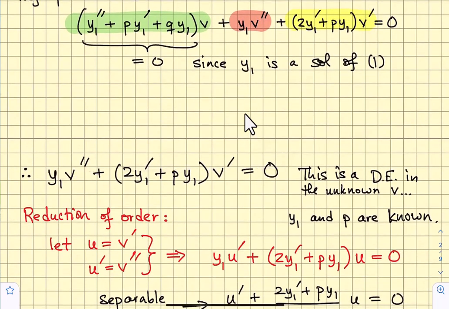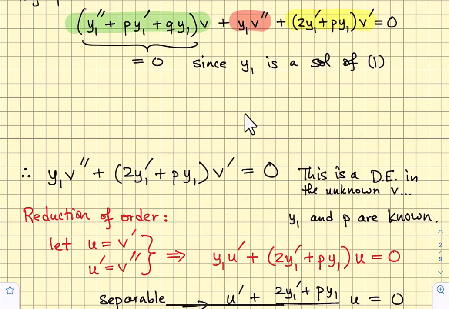And now if you stare at this, y1 is a known function. P is a known function. If y1 is known, then y1 prime is known. And the only unknown in this entire equation is v. And in fact, this is a differential equation in the unknown v. It's a second-order differential equation in the unknown v. The key here is that y1 and p are known functions. And because this has a v double prime and this has just a v single prime, notice this has a very special structure. We don't have just a regular v term.